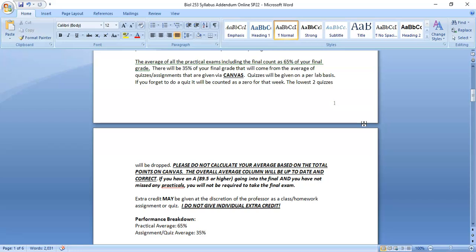You're going to have 4 anatomy, you're going to have 4 physiology, and you're going to have the final. The final is not weighted heavier than the other exams. It's just another exam. So you'll have 9 tests that make up 65% of your grade. So essentially it means each exam makes up approximately 7% or a little over 7% of your final grade.